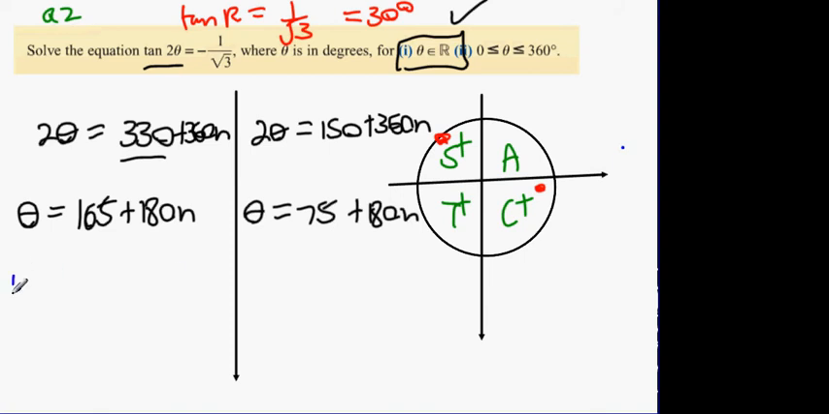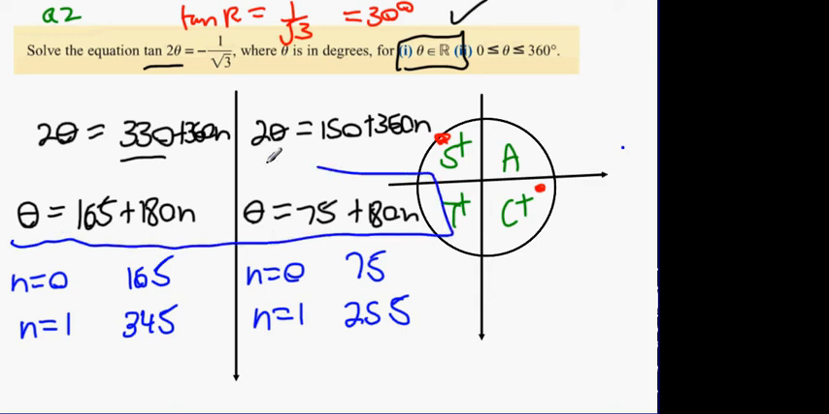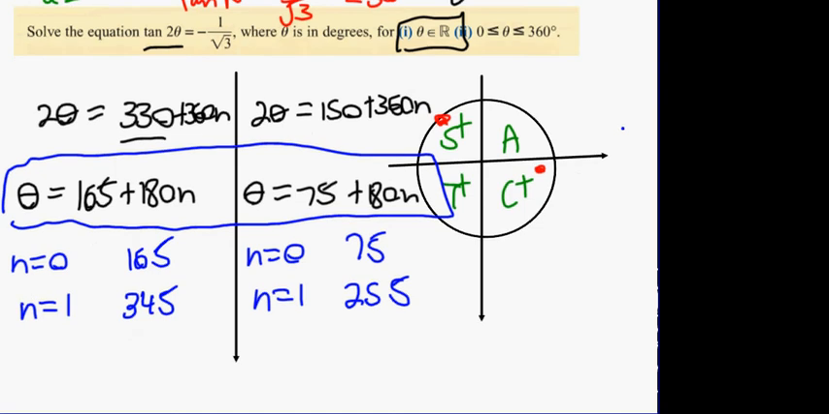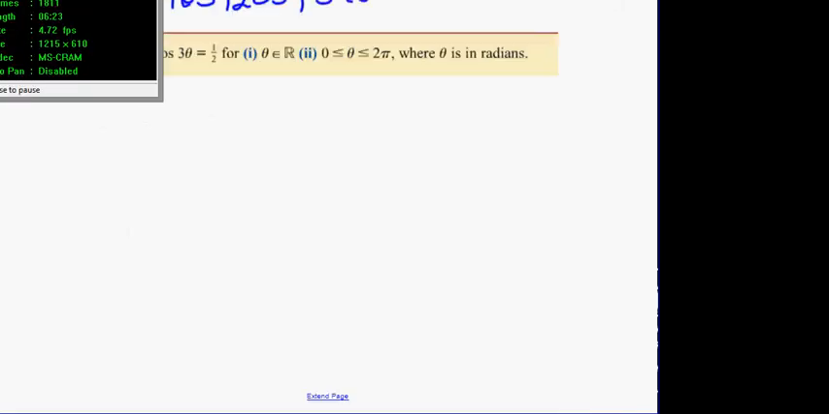Now, second part. N equals 0 results in 165. N equals 0 here results in 75. N equals 1 results in 345. N equals 1 here results in 255. Anything else is too big. It's still the first answer. The first answer is completed here. I'm now on part 2. And the answer to part 2 is 75, 165, 255, 345. Okay?